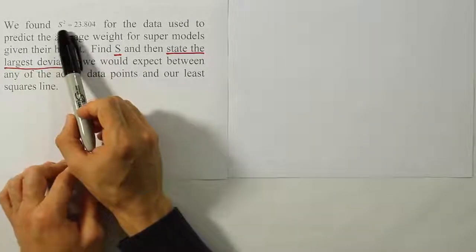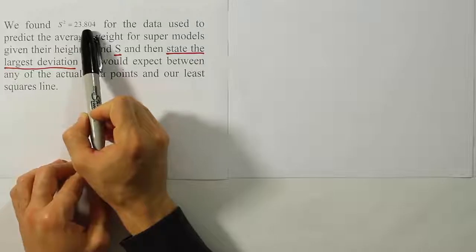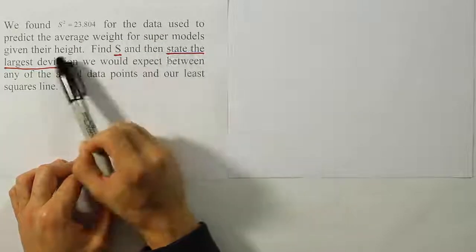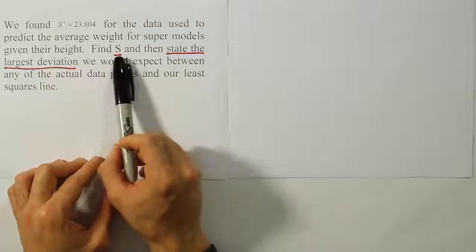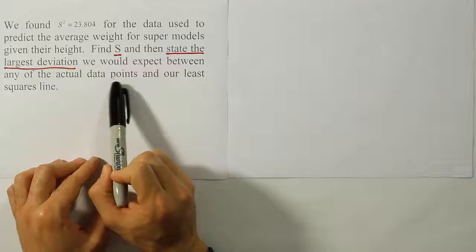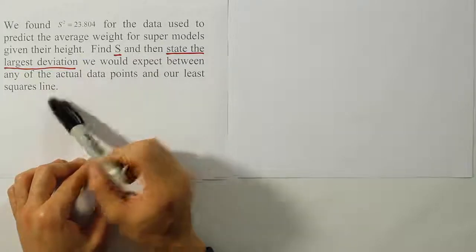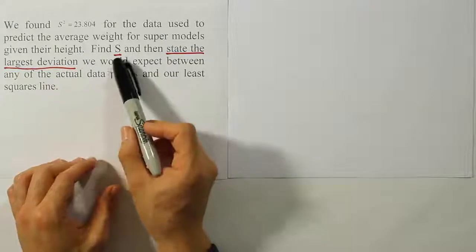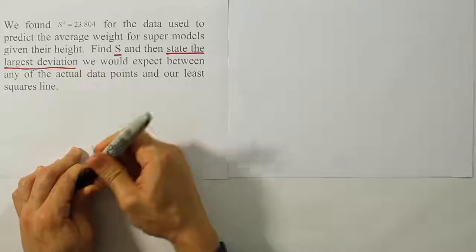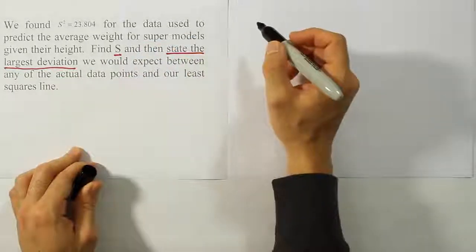We found s squared to be equal to 23.804 for the data used to predict the average weight for supermodels given their height. Find s and then state the largest deviation we would expect between any of the actual data points and our least squares line. Finding s is a really simple matter in this problem because we're given s squared, so all we have to do is take the square root of s squared and we will get s.